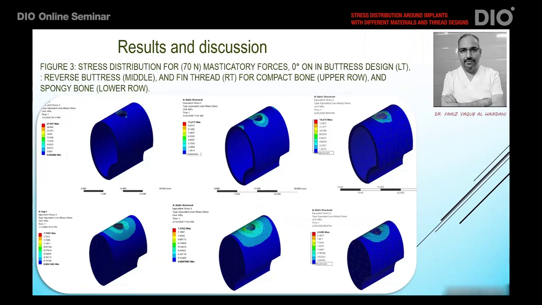Of course, you'll find a difference between the cortical bone and the cancellous bone. The reason for this difference is that the cortical bone is more rigid and less flexible, so that's why the stress is higher on the cortical bone. Not only that, the cortical bone acts as a fulcrum. When occlusal load is applied on the dental implant, the maximum stress will be over the cortical bone because it acts as a fulcrum, in addition to the fact that it is more rigid than the cancellous bone.